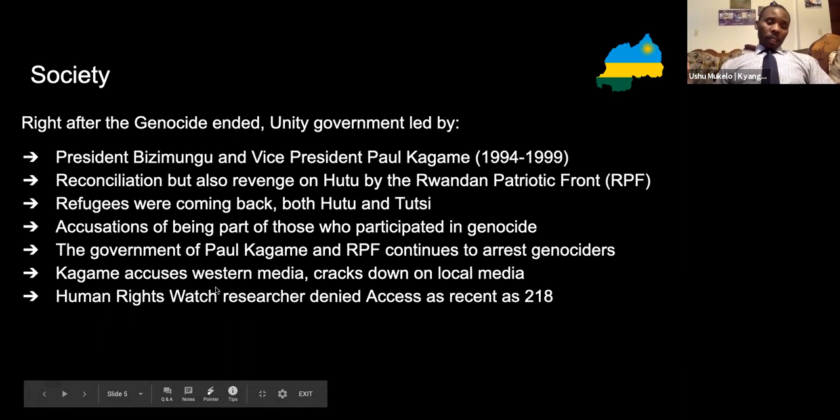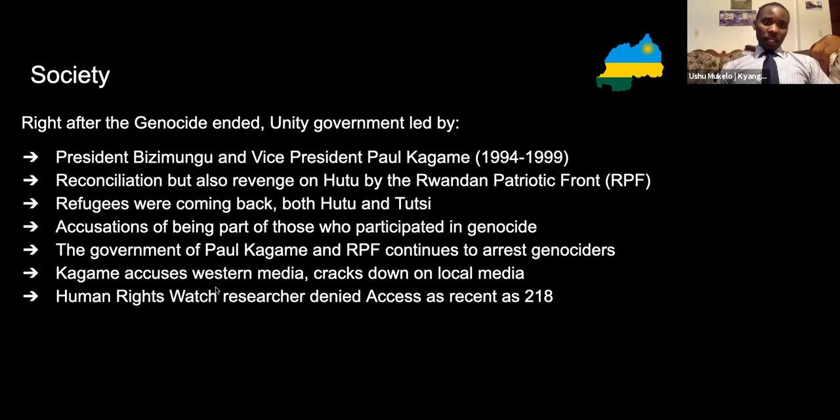The society in Rwanda, what we can majorly look at is right after genocide ended, there was unity government created, which was meant to reconcile the conflicts between the two rival ethnic groups, the Tutsi and the Hutu. President Bizimungu and Vice President Paul Kagame pretty much managed the country between 1994 and 1989. There was reconciliation, but also revenge on Hutu by the Tutsi led Rwandan Patriotic Front. Refugees were coming back, both Hutu and Tutsi.